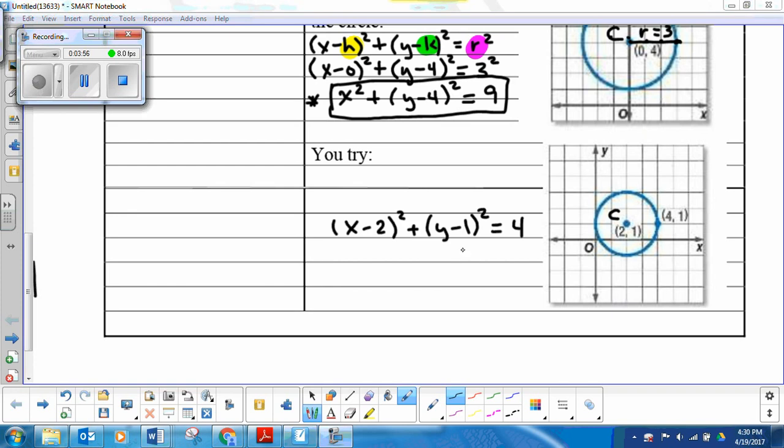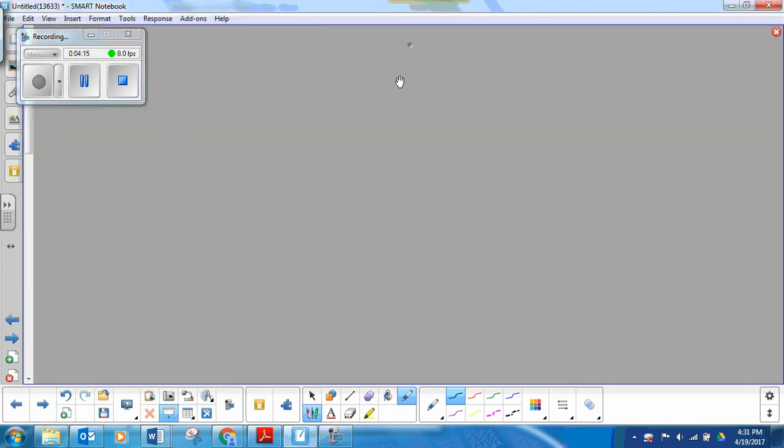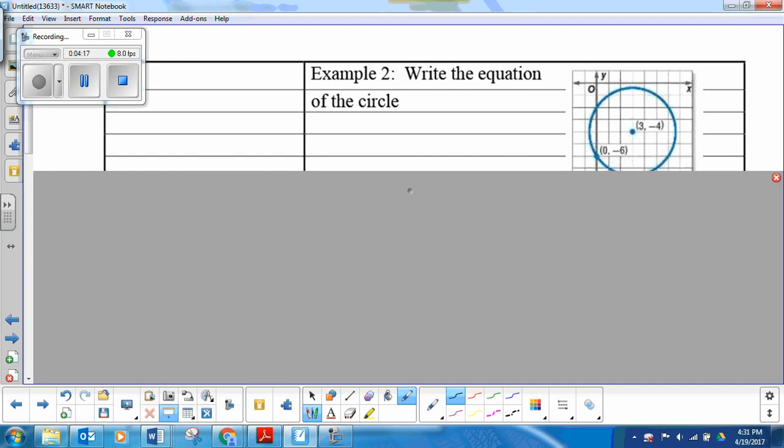Okay, so you should have gotten the equation of the circle shown over here on the right as (x − 2)² + (y − 1)² = 4. If you didn't get that, raise your hand and we'll be glad to take a look. All right, let's go to the back of the page. We've got a couple more examples. Let me close this out and do this one by one.